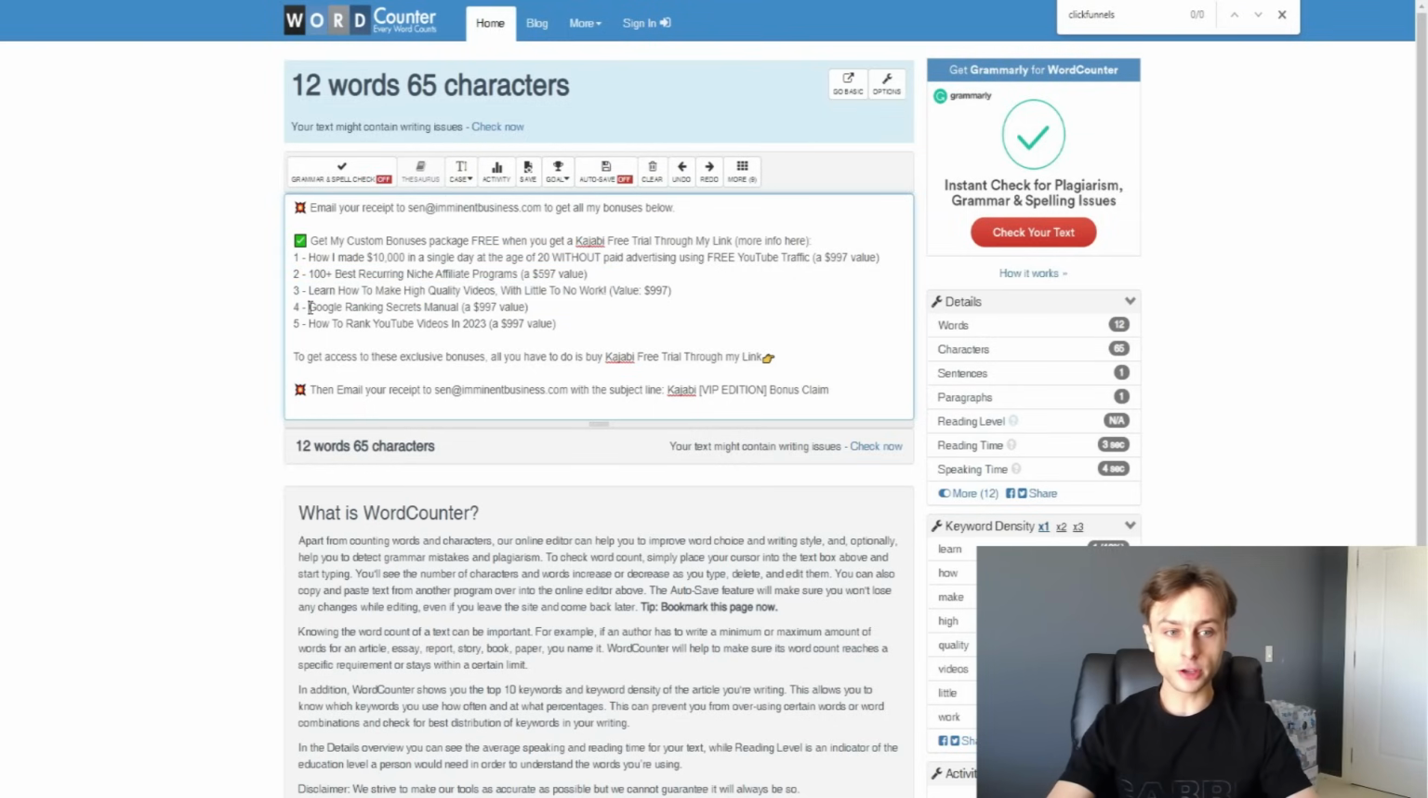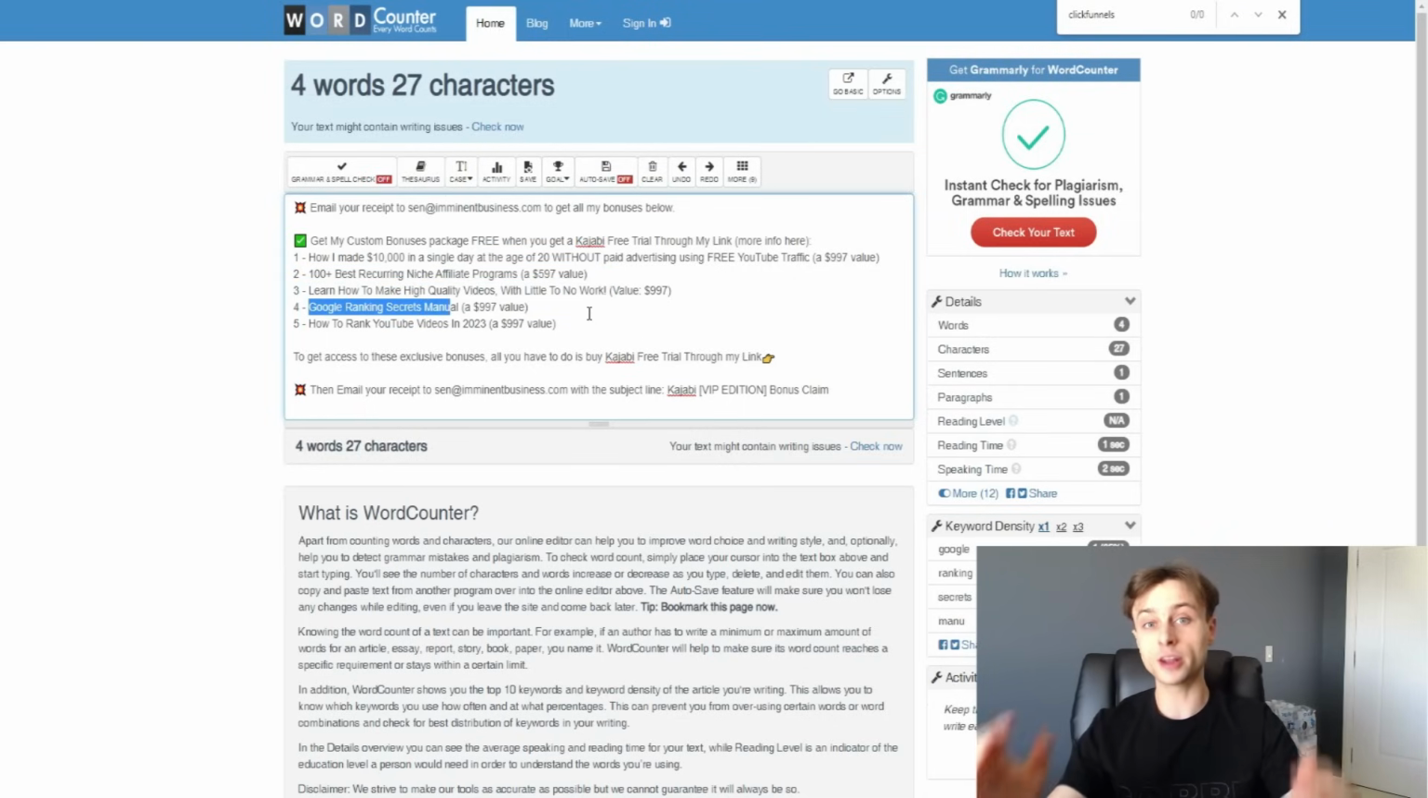Bonus number 4 is how you can rank on Google. So, Google ranking secrets. It's a good guide and a good foundation, so you can understand how the Google algorithm works in terms of SEO, which stands for search engine optimization. And of course, if you can rank for buyer intent keywords on Google, you'll be getting a bunch of free traffic to your courses and offers, which can potentially be an amazing benefit for your business.